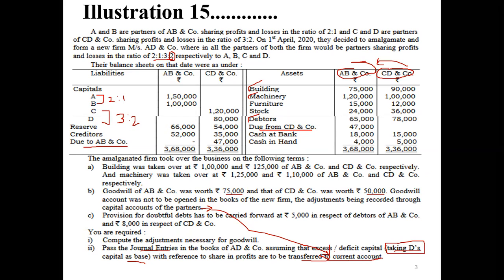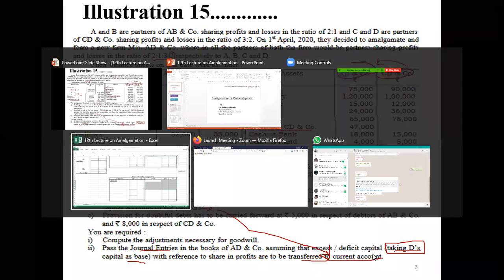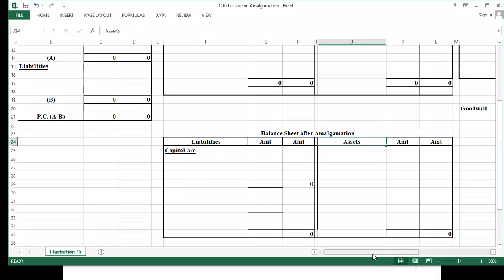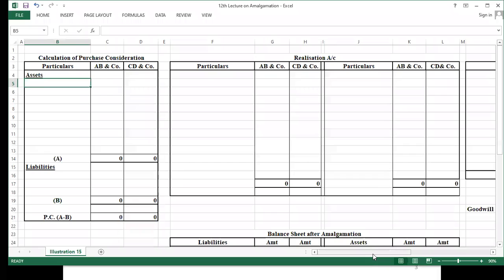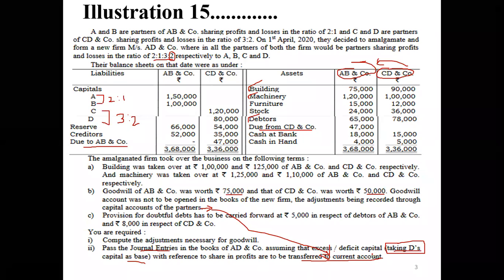Okay, so I hope the question is clear to everyone. All things are correct, only the last part is slightly confusing, which we will solve while solving the problem. So we are into the working note. First of all, what are we going to calculate? Purchase consideration, and for calculating purchase consideration we have to write down all the assets and liabilities at market value. So first let's write down the names of the assets.